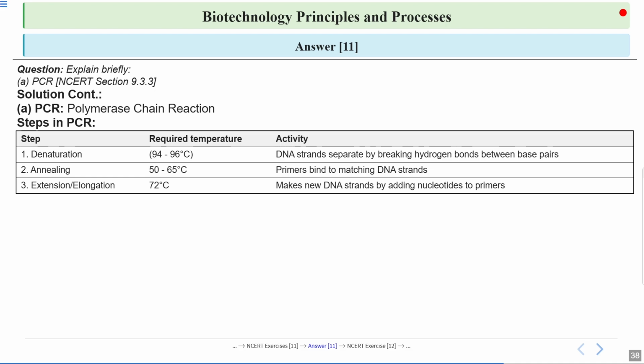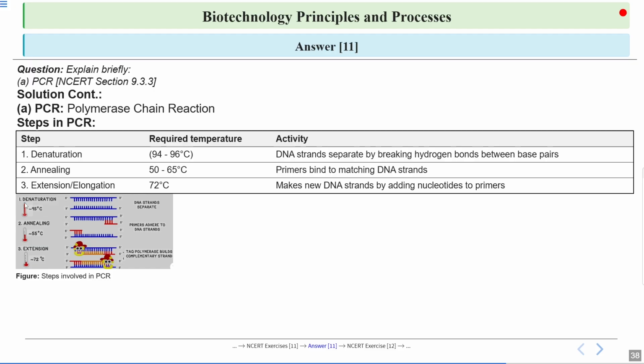Annealing. This is done at 50 to 65 degrees centigrade. Primers bind to the matching DNA strand. And extension or elongation, this is done at 72 degrees centigrade and makes the new DNA strand by adding the nucleotide to the primer.